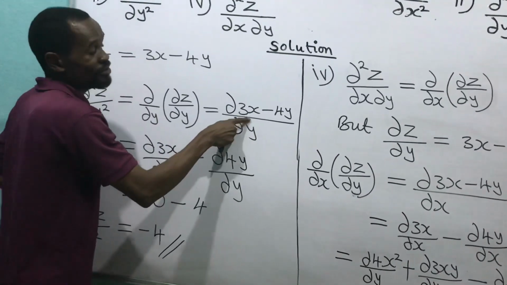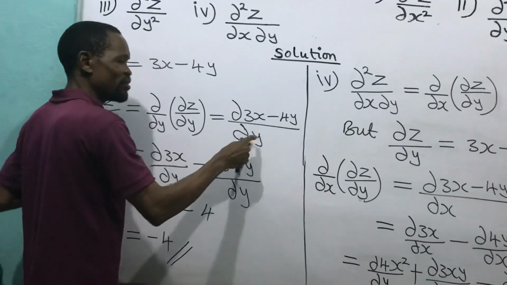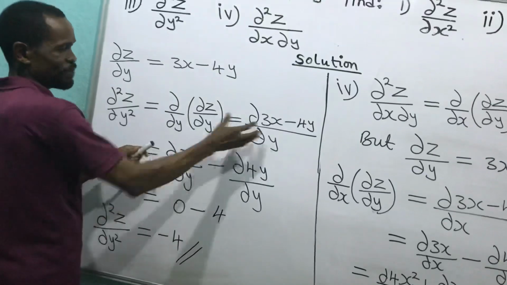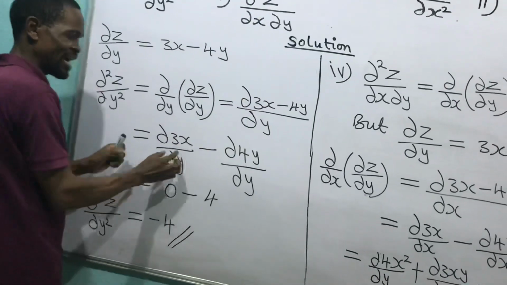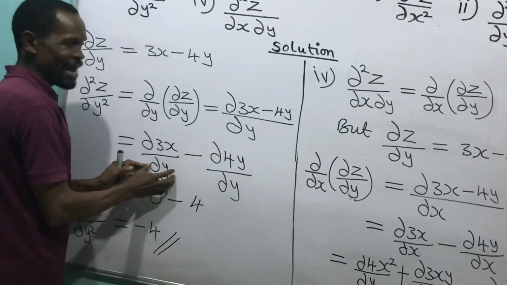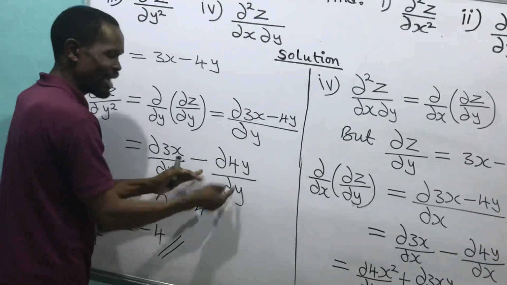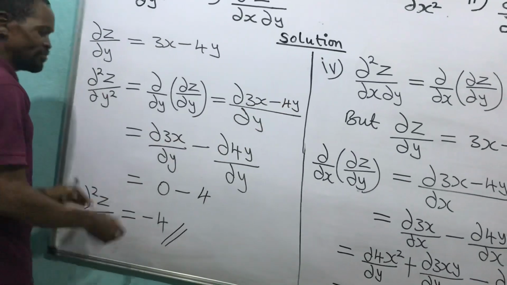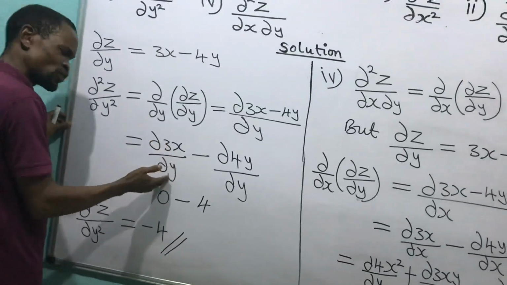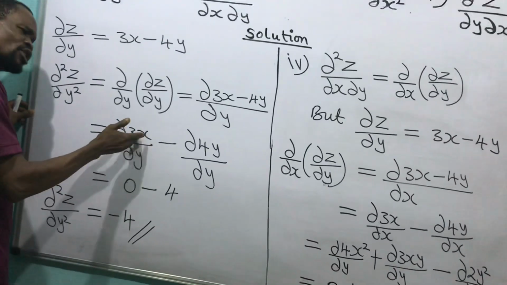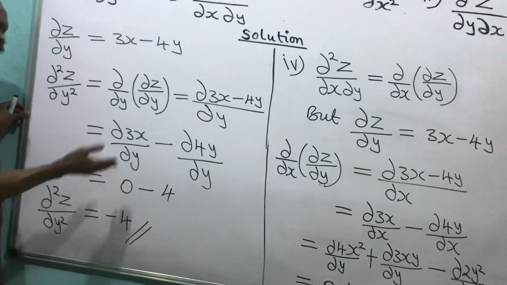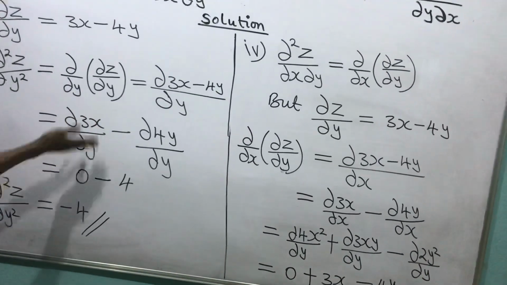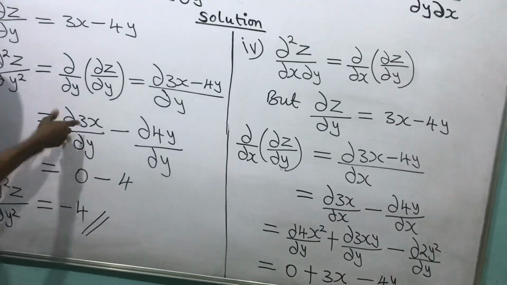I have 3x minus 4y with respect to y. I'm going to differentiate this separately, part by part. I'm differentiating 3x with respect to y, minus differentiating 4y with respect to y, because this is one family and this is another family. Differentiating this with respect to y will give me 0 because it doesn't contain y. As I'm differentiating with respect to y and this term doesn't contain y, it's going to give me 0 because it's a constant.